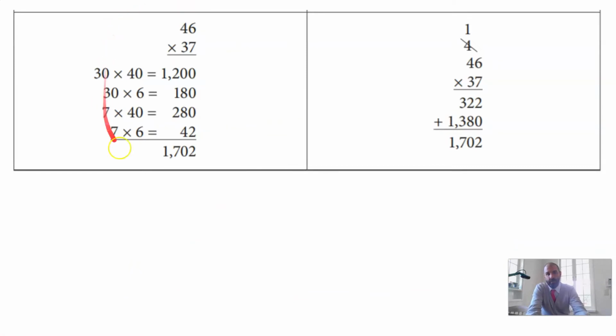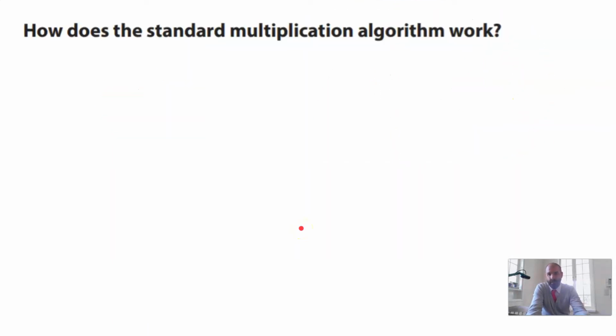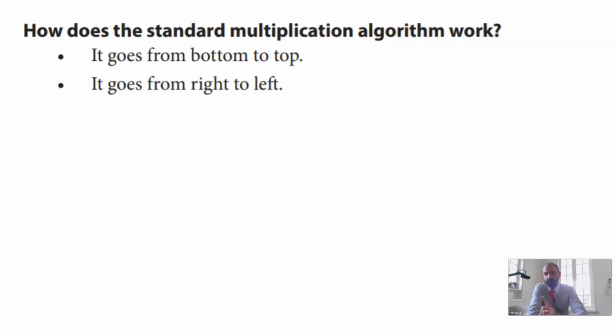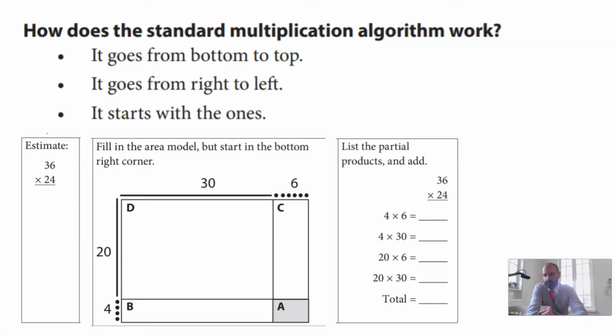Now, here is where we are. The last lesson was talking about partial products. This is where we're going. We'll be there in a couple lessons, this idea of the standard algorithm. And again, starting with the ones, going to the tens and hundreds and so forth. And we're going to figure this out today. Our standard algorithm goes from the bottom to the top. It goes from right to left. And it starts with the ones.